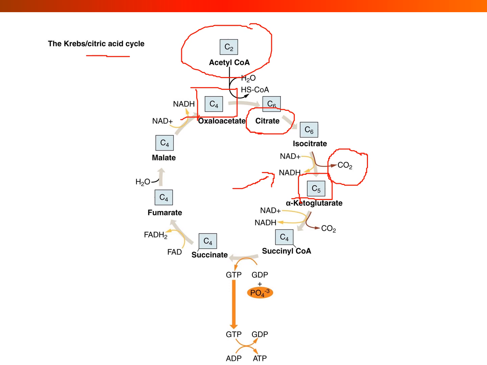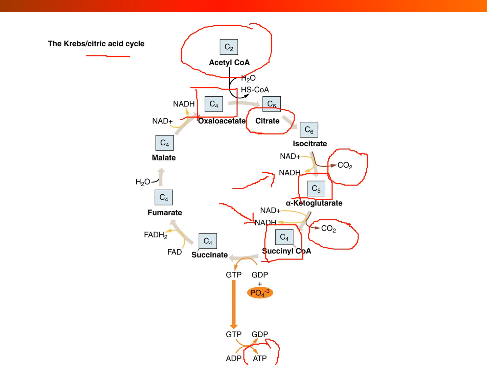Then we're going to take this 5-carbon molecule and we're going to do the same thing. We're going to eliminate a carbon in the way of carbon dioxide, and we're going to create another NADH. So whenever we get rid of a carbon, we're going to create an NADH. And now we're into this 4-carbon molecule right there. Now we are going to remove something from this 4-carbon molecule, and in the process of doing that, we're going to create an intermediate that's going to create a molecule of ATP. So there's our ATP that we created.